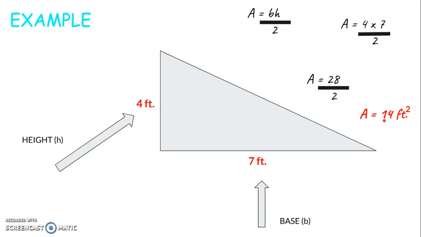Base times height divided by 2. And yes, I just realized before you pointed out, the base is right here, the height's right here. I flip-flopped these. I should have put the 7 here and the 4 here just to show you, but that's my fault. But as you can see, it really doesn't matter if you do 4 times 7 or 7 times 4. We've talked about that before. But again, base times height, you substitute 4 times 7, you get 28, and then you do 28 divided by 2, and your final answer is 14 feet squared.